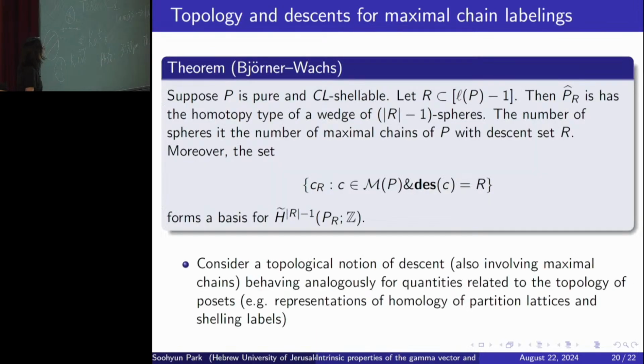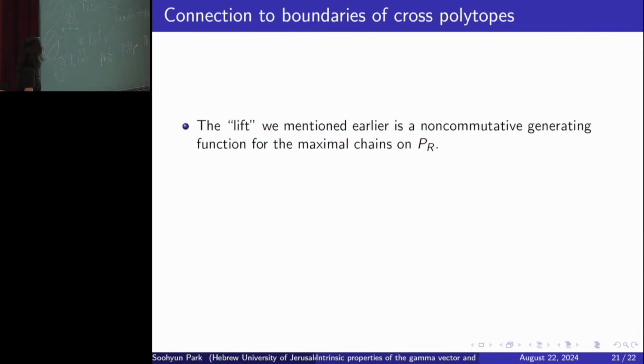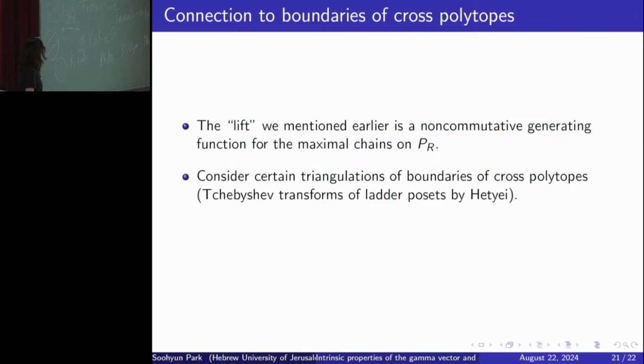Okay, so how is this related to anything we're talking about? The lift we mentioned earlier is a certain non-commutative generating function for the maximal chains in these rank-restricted posets. If you're familiar with it, it's a variant of the CD index. This is where the connection to cross-polytopes comes from. You look at the Chebyshev transform we mentioned earlier, this funny subdivision thing, and you input the ladder poset and you get certain triangulations of these cross-polytopes.